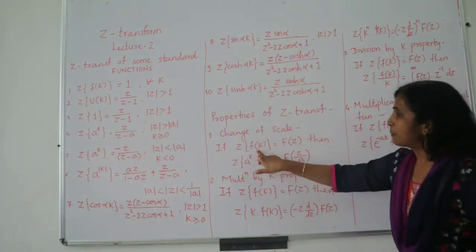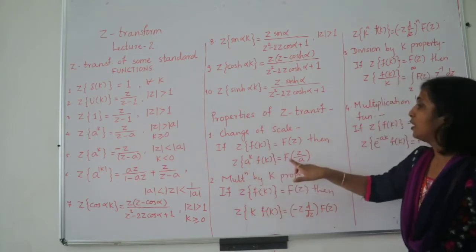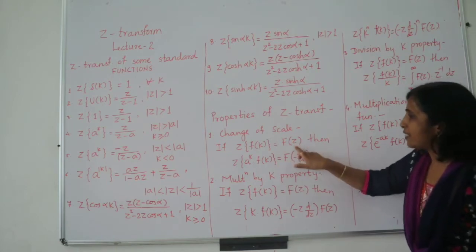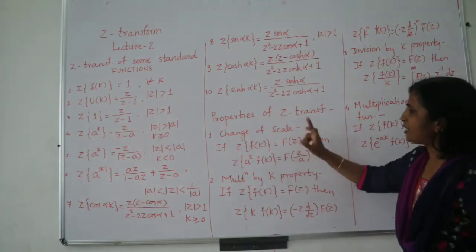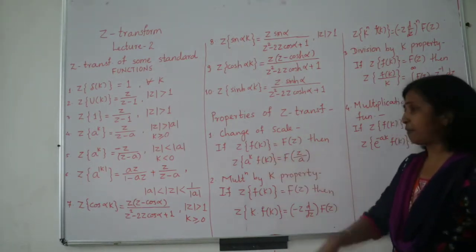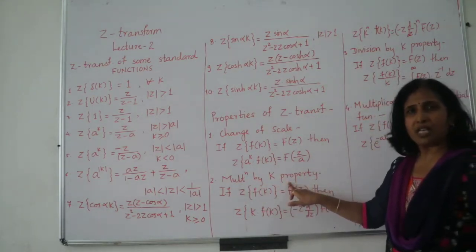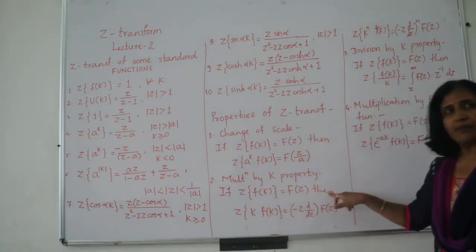Then when you multiply the f of k function by a raised to k, means by an exponential function, then in this function f of z, z is replaced by z upon a. So wherever there is z, you change it to z upon a and you will get the function. No need to apply the basic definition. Then multiplication by k, the most important property of Z transform. Many examples are based on this. So Z transform of f of k is f of z.